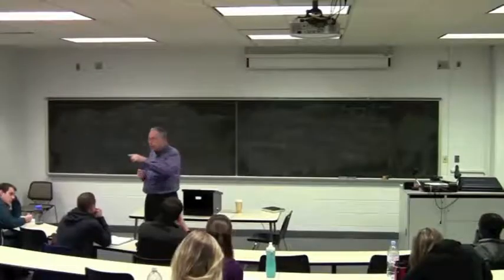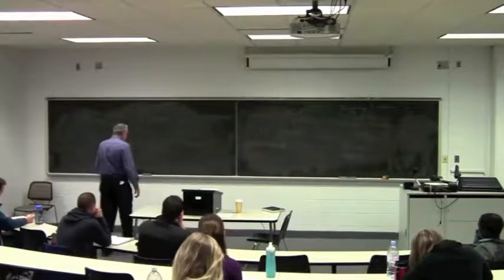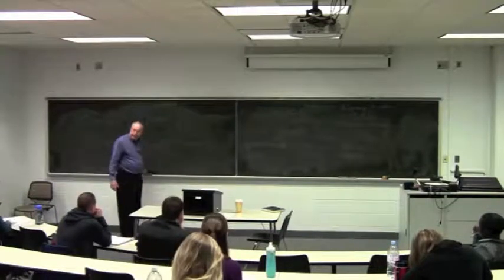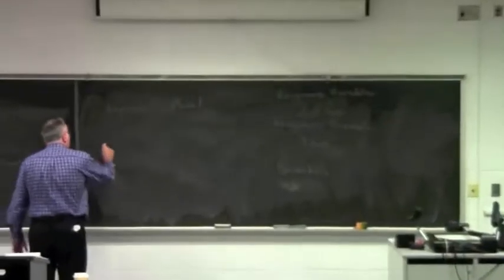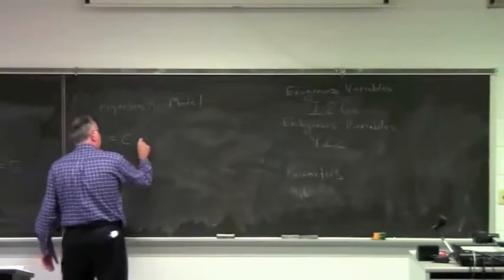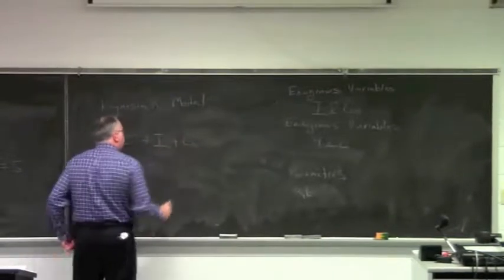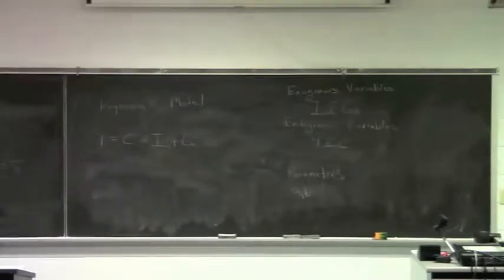Let me introduce you to a slightly more complicated model. This one is a Keynesian model with taxes. Y equals C plus I plus G, same as before. In equilibrium, national income, Y, will be equal to aggregate demand for goods and services.